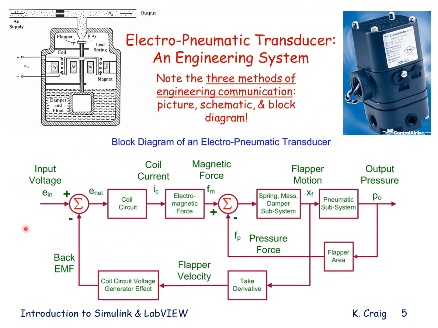Let's examine the electropneumatic transducer, a system we have looked at before. Here is a picture of that transducer, and here is a schematic that shows that it is truly a multidisciplinary engineering system with mechanical, electrical, electromechanical, and fluid elements. The block diagram shows its operation. In response to an input voltage in the range of 3 to 15 volts, an output pressure is produced in the range of 3 to 15 psig.